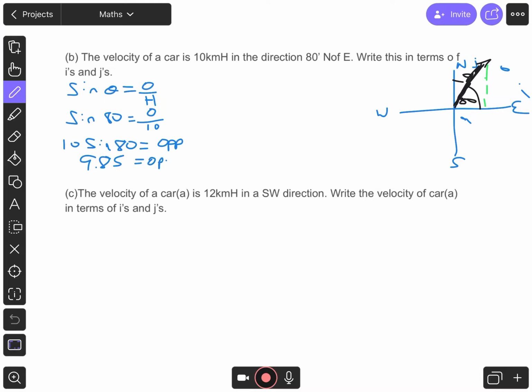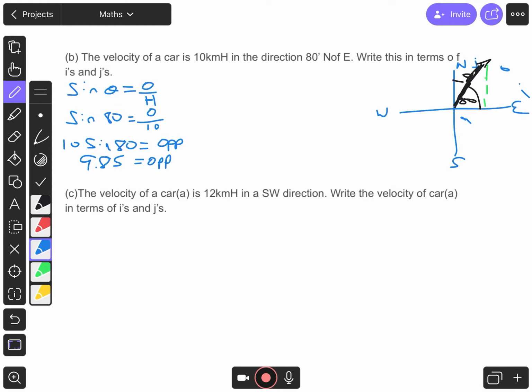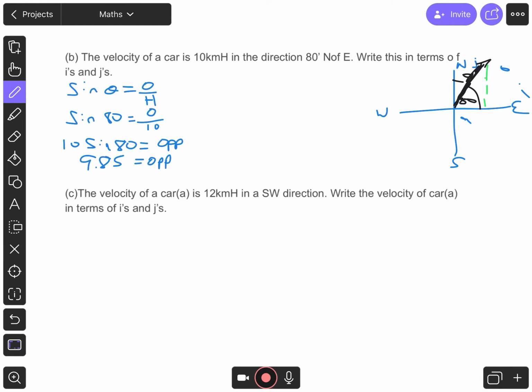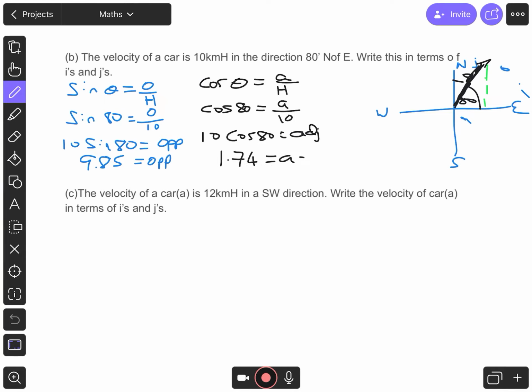And that's our opposite. We're going to do the exact same thing for our adjacent, but instead we're going to use our cos. So cos of that same angle is going to be A over h. So cos of 80 is going to be our A value. We don't know that, but we know our h is 10. So that is 10 cos 80 equals our adjacent. I put the whole thing in the calculator, getting 1.74, and that is our adjacent.